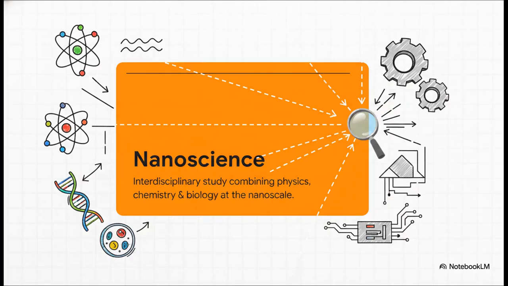Just to ground us before we get too deep, here's the technical definition of nanoscience. The absolutely crucial word to focus on here is interdisciplinary. This isn't just chemistry and it's not just physics. It's the ultimate crossover. It requires an integrated knowledge of physics, chemistry, biology, and engineering to actually manipulate those fundamental building blocks at the atomic level. It's a highly collaborative, cutting-edge frontier.